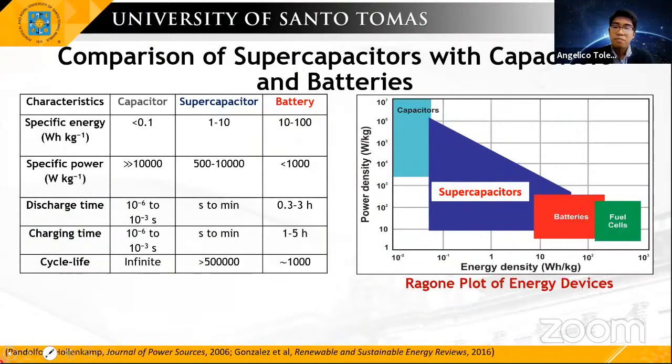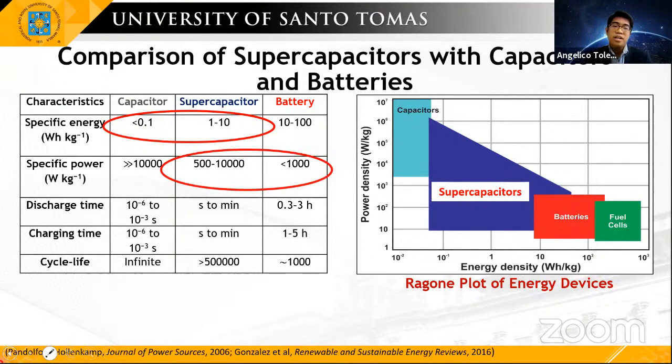So what is a supercapacitor? Or the better question would be, what makes a supercapacitor super over the two energy devices? As you can see on the table on the left, supercapacitors have higher specific energy than a capacitor, which means it can carry more energy than a capacitor. Number two, it has a higher specific power than a battery, which means it can release tremendous power compared to a battery.